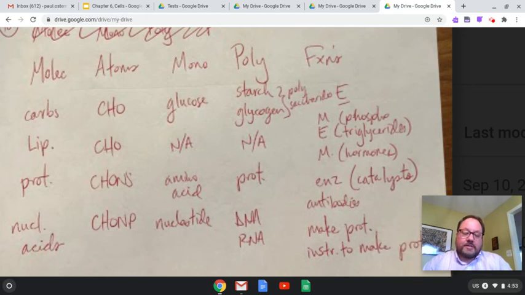Finally, nucleic acids. Nucleic acids are made of CHOMP. They have nitrogen and phosphorus. The monomer is a nucleotide. Nucleotides are like ATCG. You're adding guanine, thymine, cytosine. And then the polymers are the DNA and RNA molecules that we're familiar with. Now, DNA is instructions for making proteins, and RNA actually does the job of making the proteins.